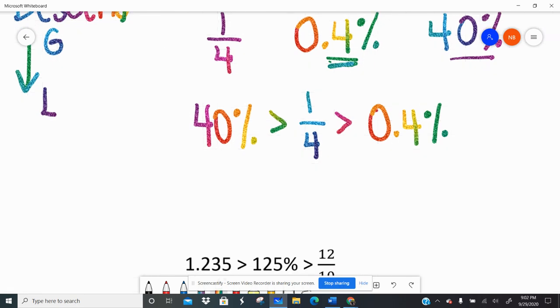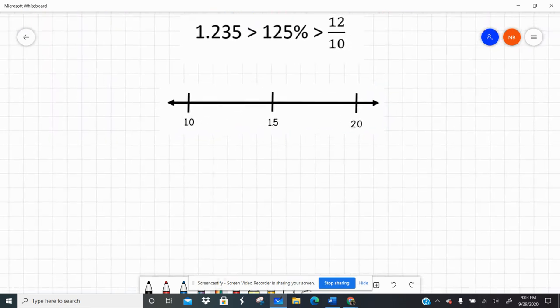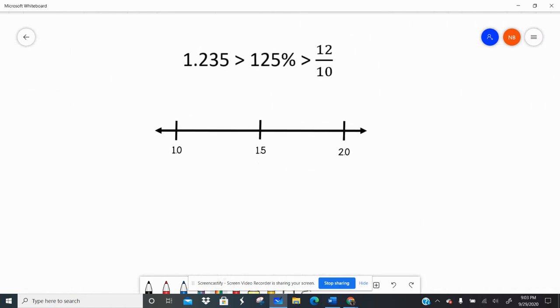But what if the numbers are bigger than 1? So let's look down here at these numbers that are really bigger than 1. I have 1 and 235 thousandths, 125%, and then 12 tenths. So I need to figure out where these would fall between 1 and 2 now, since all of these are over one whole thing. Because they're all pretty similar, right? I have 1.235, 125%, 12 over 10. I'm going to have to do some conversions.